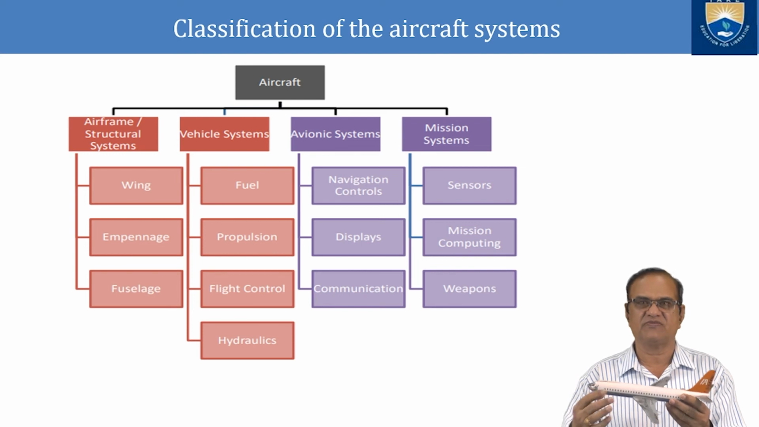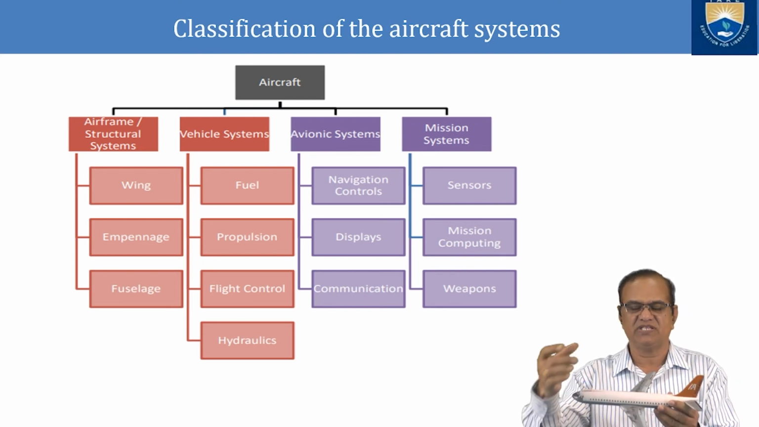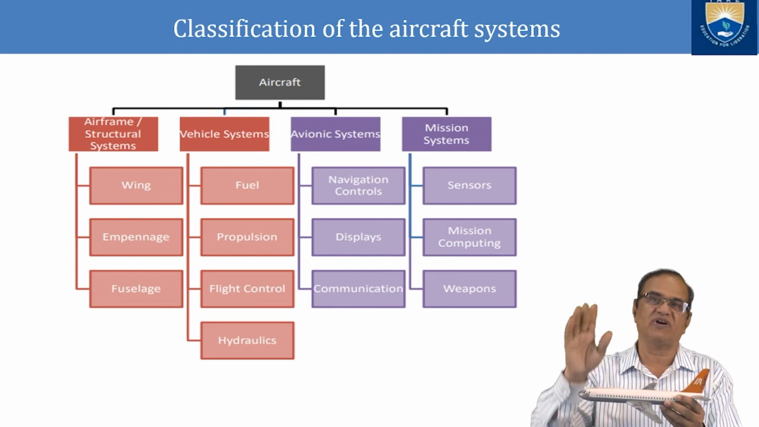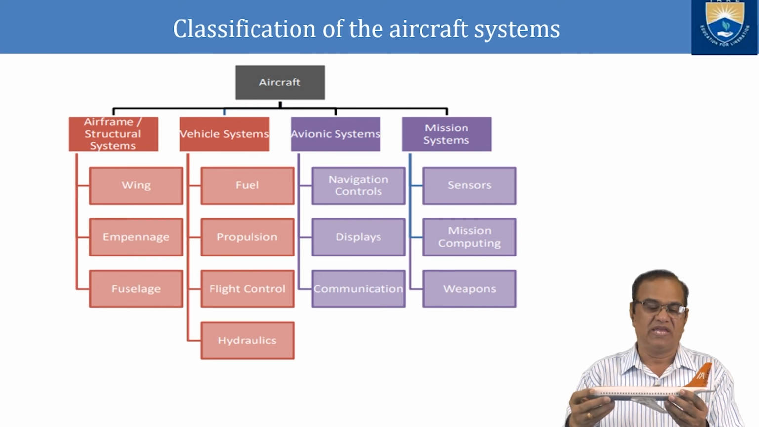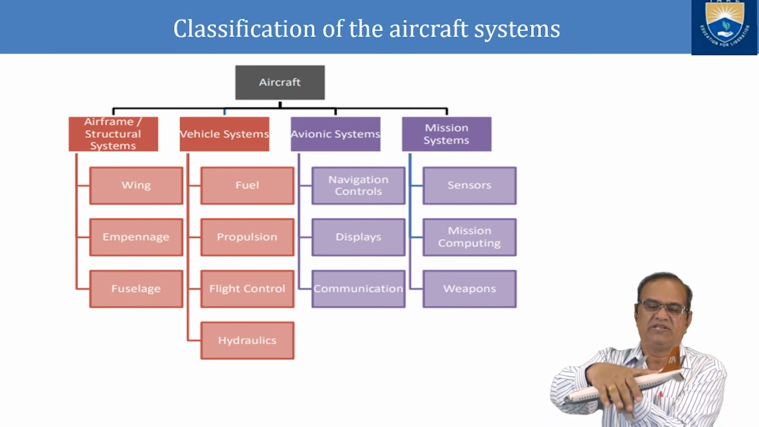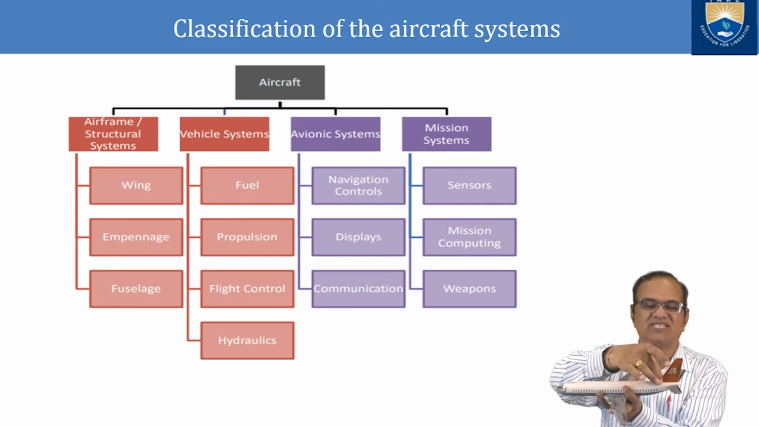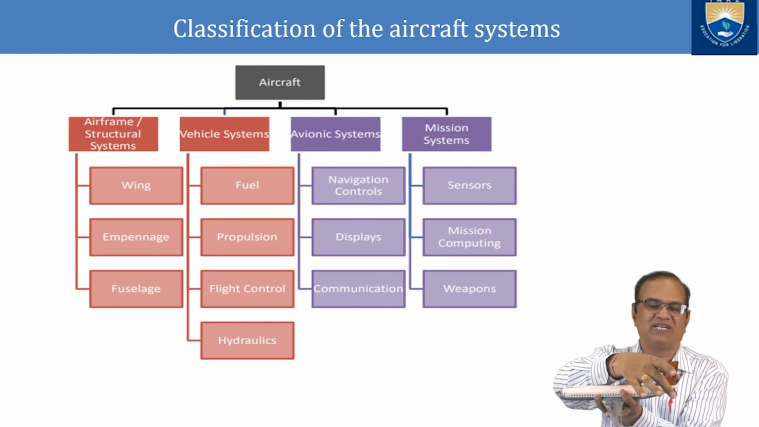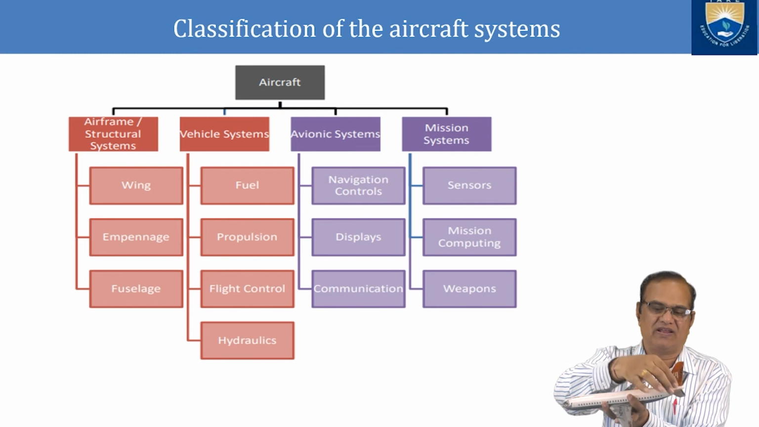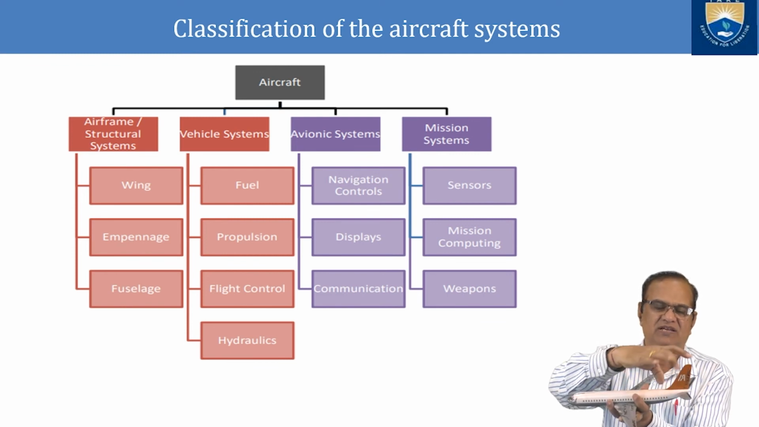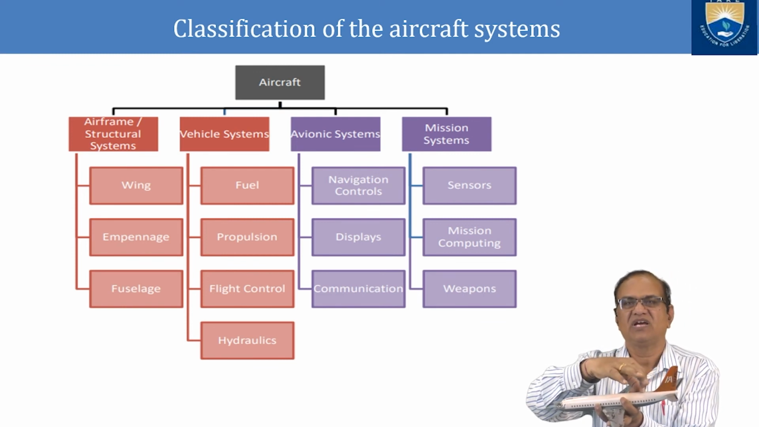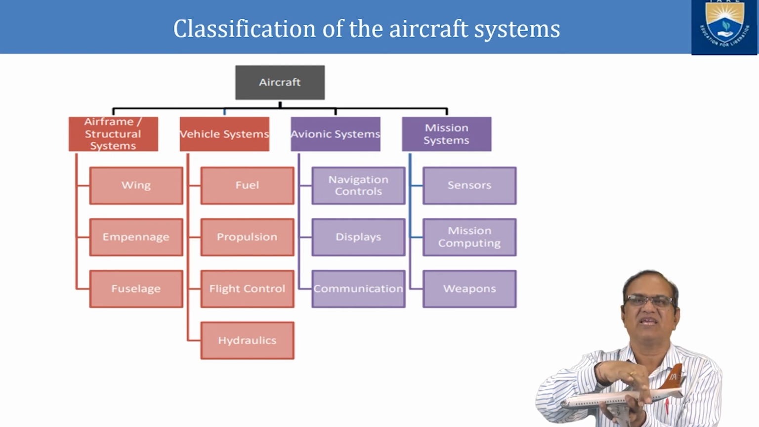The first one is the wing. Here is the wing. These wings are used to give the lift of the aircraft. Empennage, this part from here to here is the empennage. Empennage consists of the horizontal tail with elevator, vertical fin with rudder, and the last 20% of your tail. This is called the empennage.